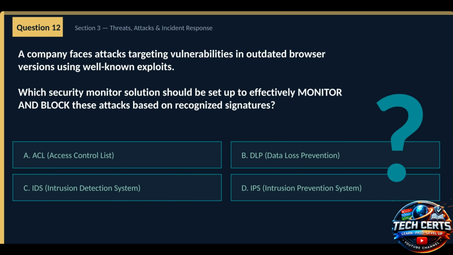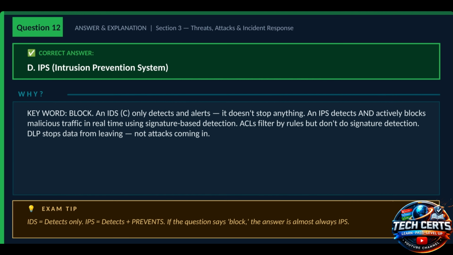Question 12. A company has been facing attacks targeting vulnerabilities in outdated browser versions. Using well-known exploits, which security monitoring solution should be set up to effectively monitor and block these attacks based on recognized signatures? The correct answer is IPS, Intrusion Prevention System.